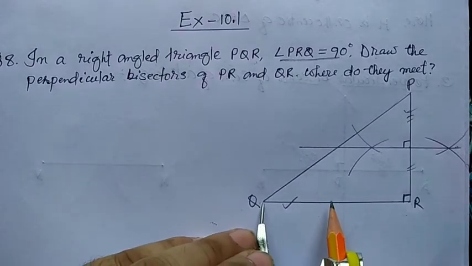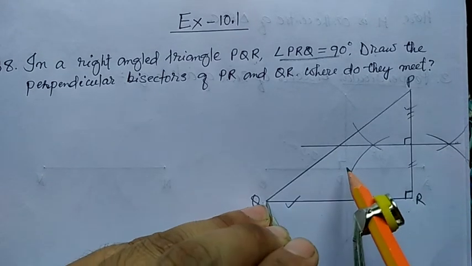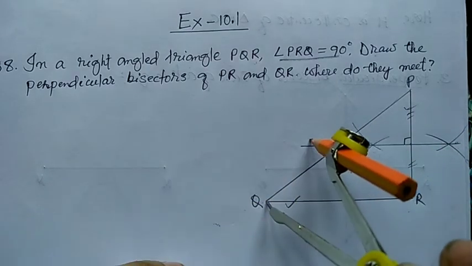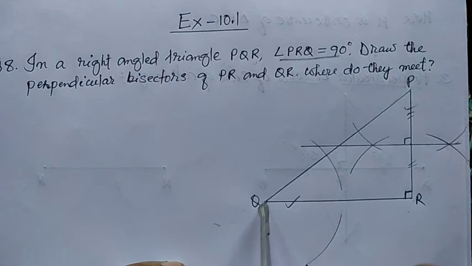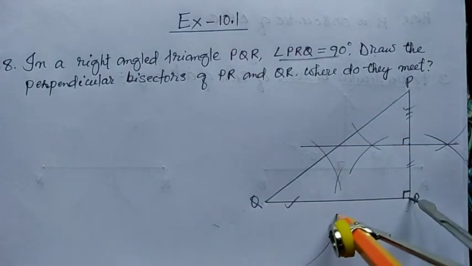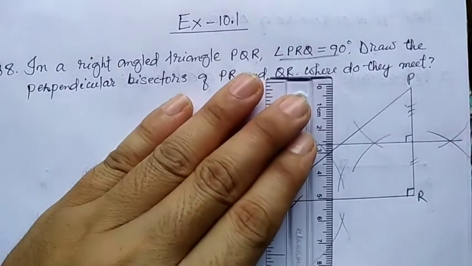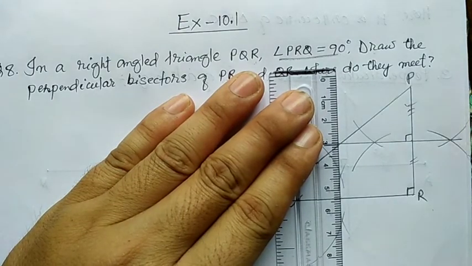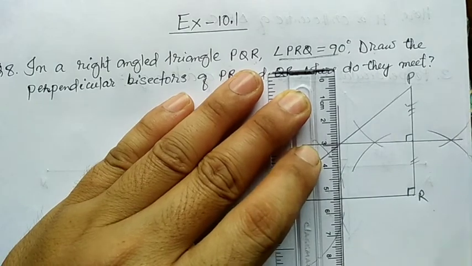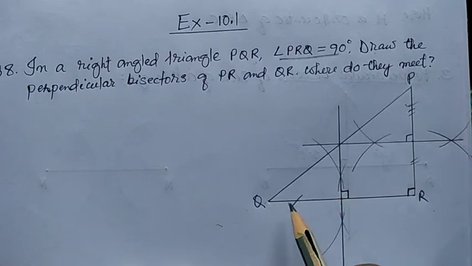For QR, taking Q as center, the radius should be more than half of QR. So I take this much radius. Two arcs are drawn, then taking R as center, we cut the two previous arcs. Then we draw the perpendicular bisector by joining the two points. Drawing this, we get another perpendicular bisector for side QR.